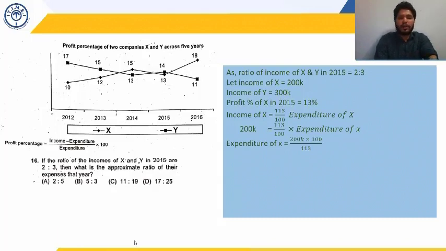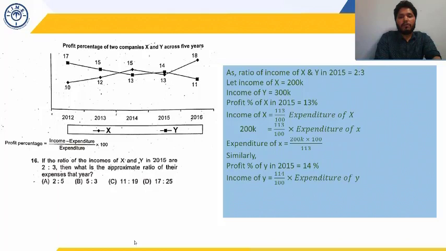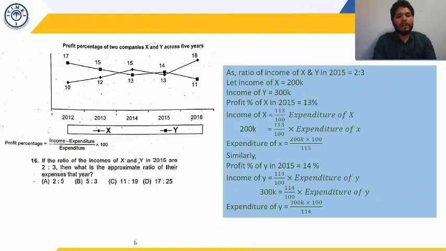Similarly, we can do it for Y company also. Income of Y we have assumed to be 300k, and profit percentage of company Y is 14%. So can I say income of company Y is 14% more than that of expenditure? So income of Y is 114 by 100 times of expenditure of Y. So expenditure of Y comes out to be 300k into 100 divided by 114. We have not calculated anything, we have just put in the values.